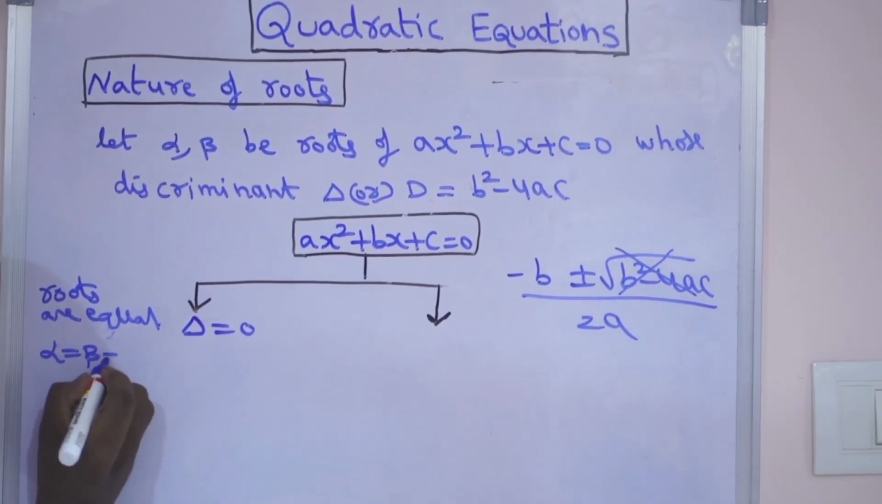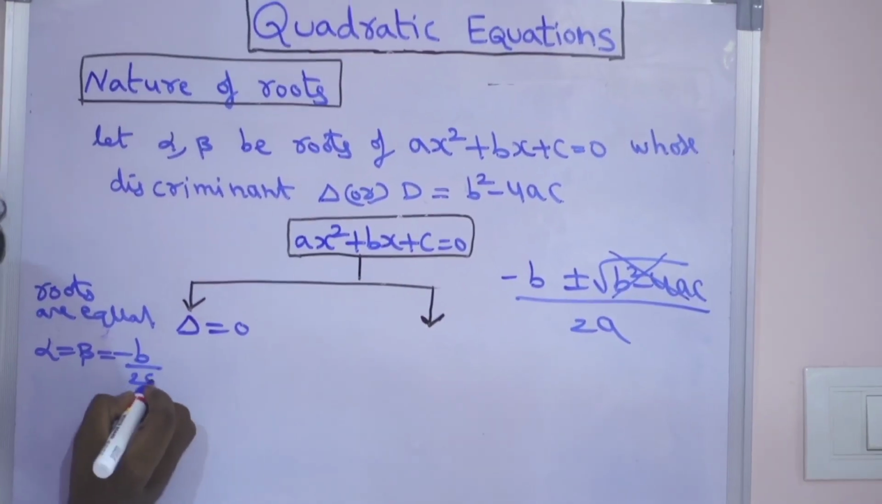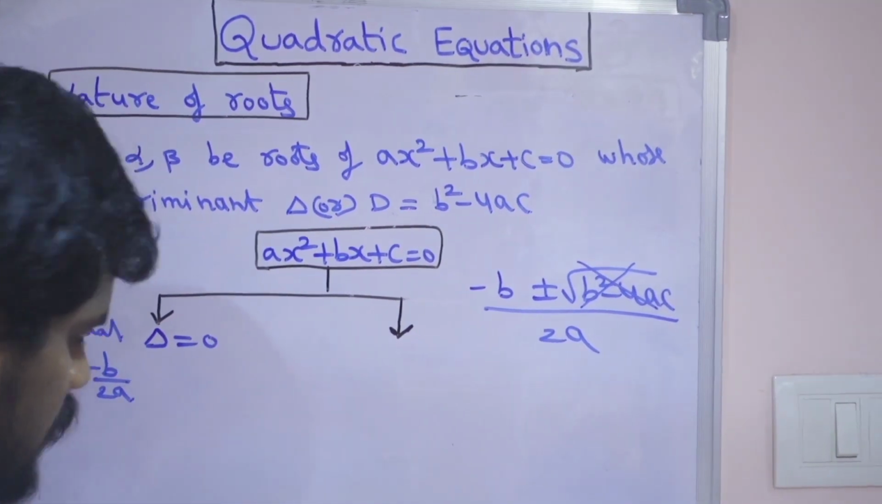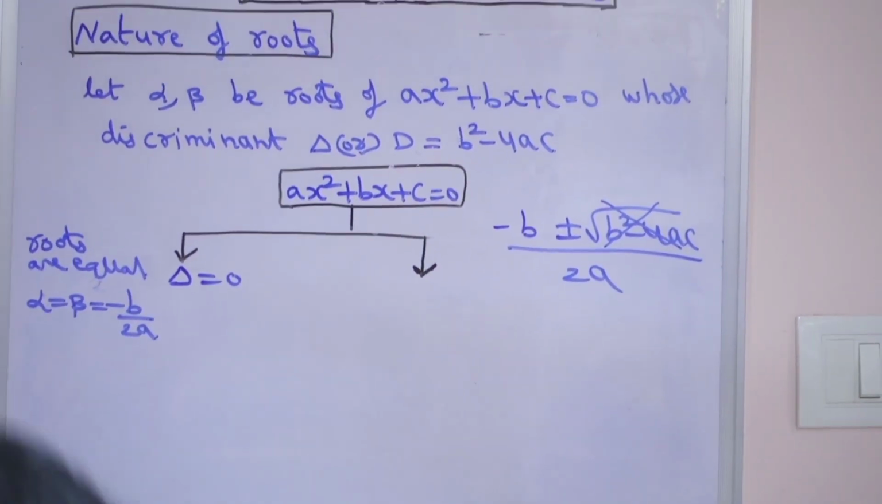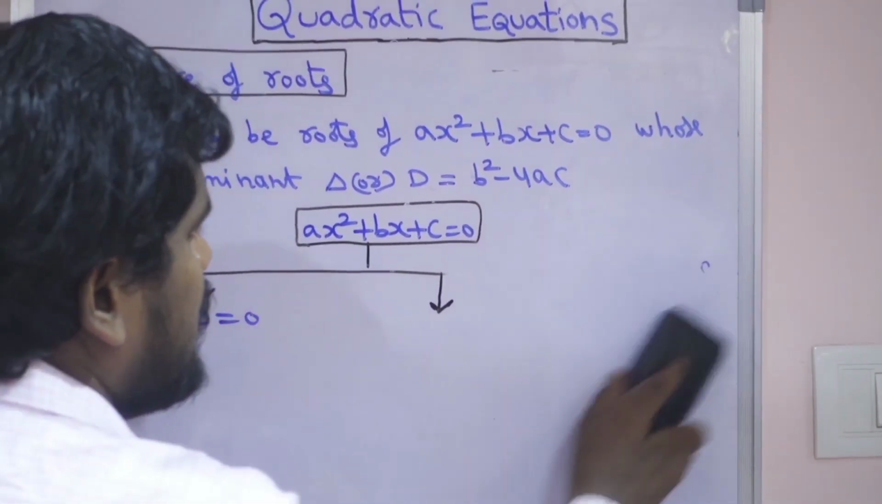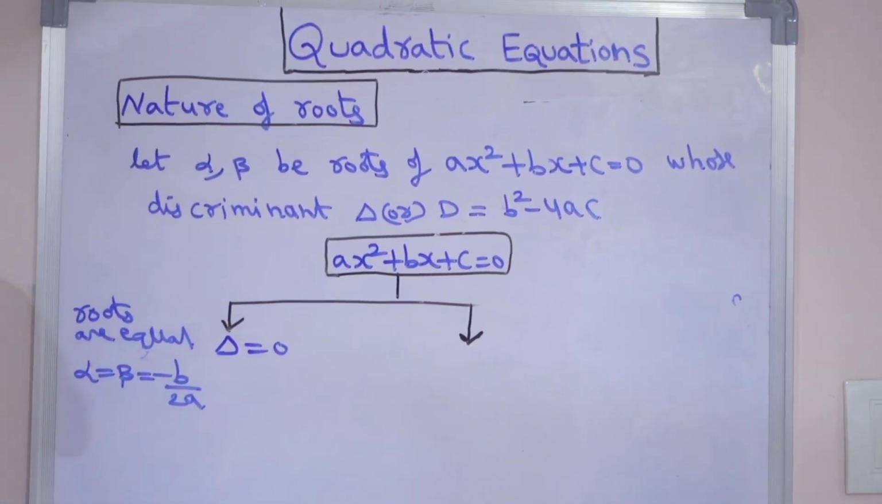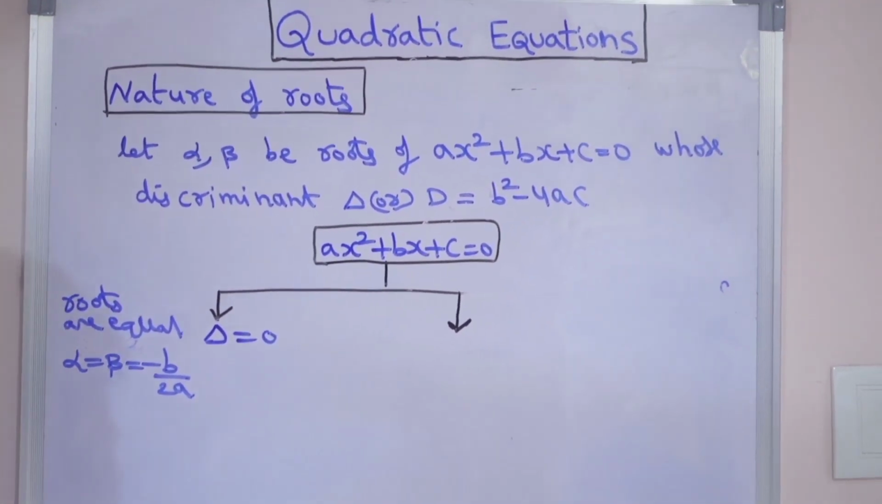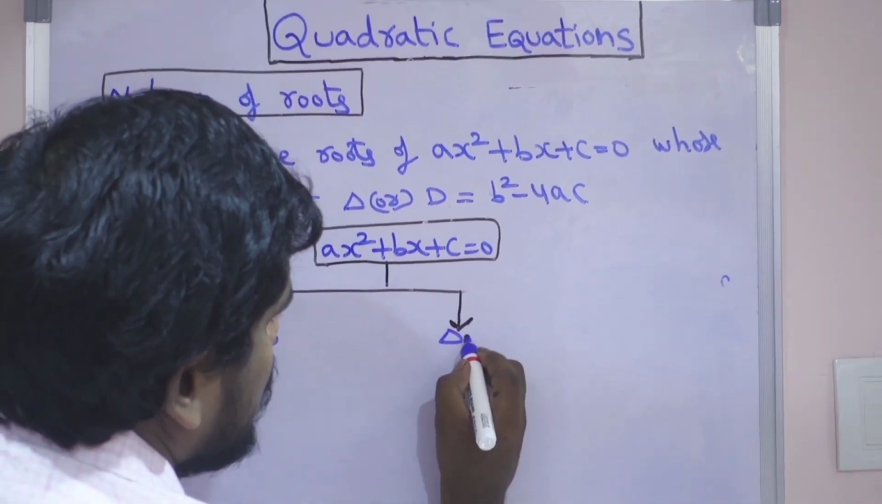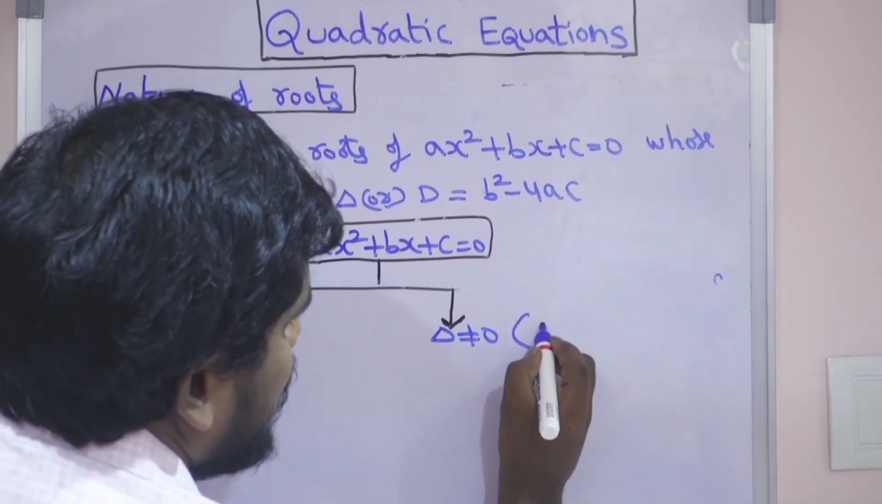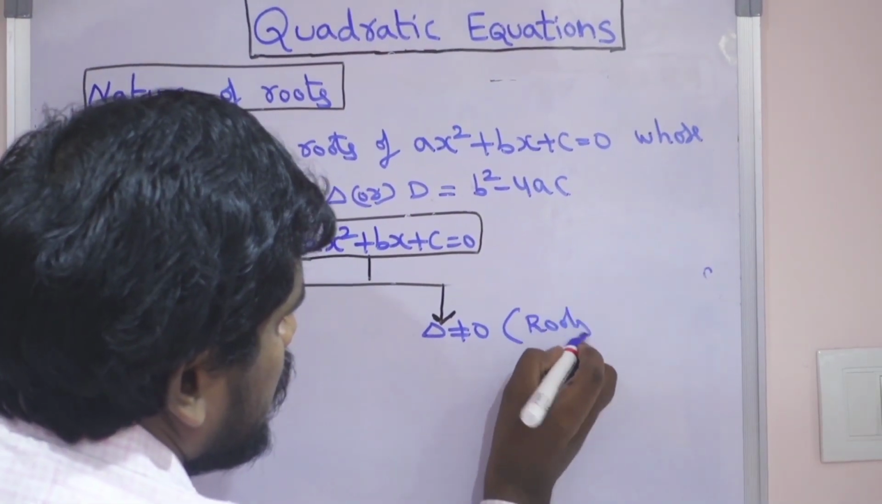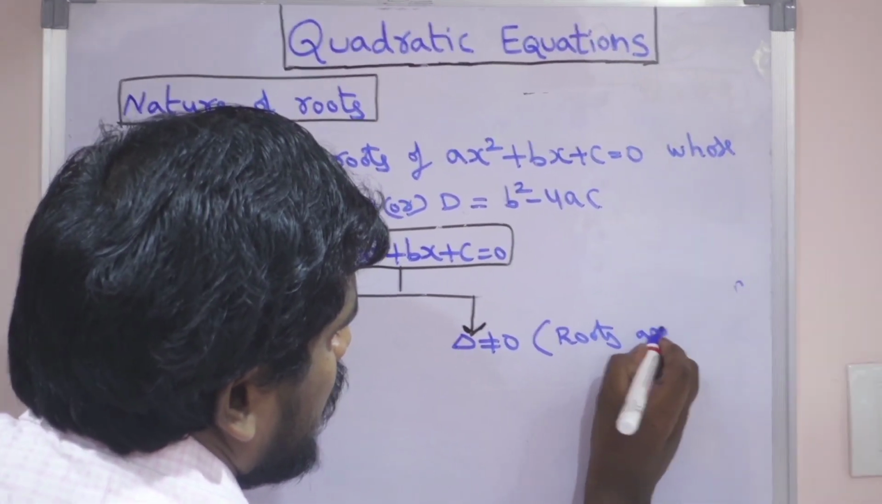Alpha is equal to beta is equal to minus d by 2a. Now, delta is not equal to 0, we will see. Delta not equal to 0 means simply the roots are unequal.